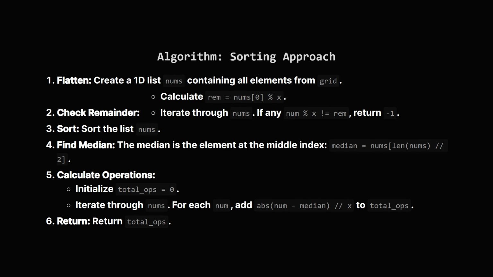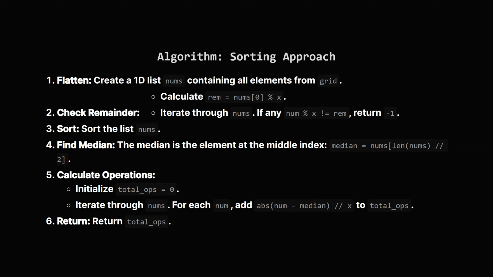Let's formalize the algorithm based on finding the median. First, we need to get all the grid elements into a single, flat list. Let's call this list nums. We can do this by iterating through each row and each column of the grid and appending the element to nums.